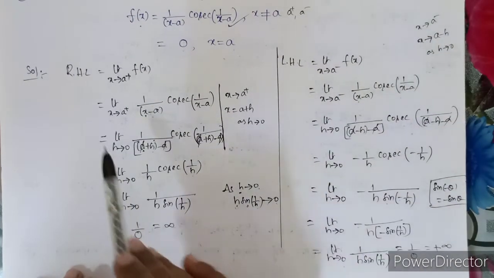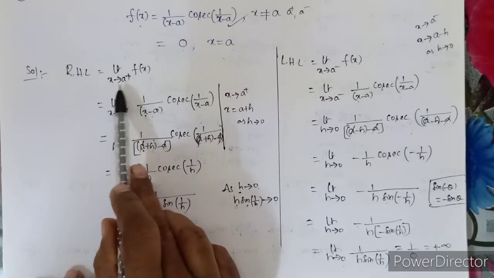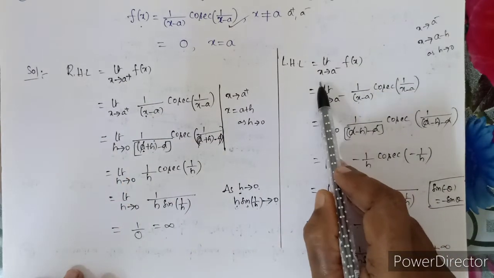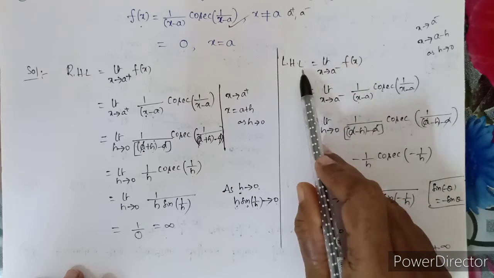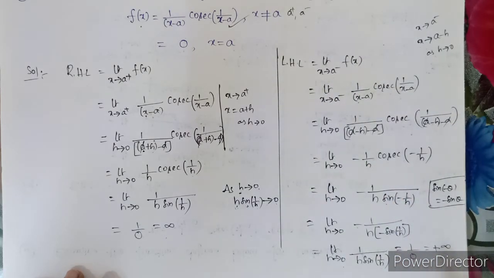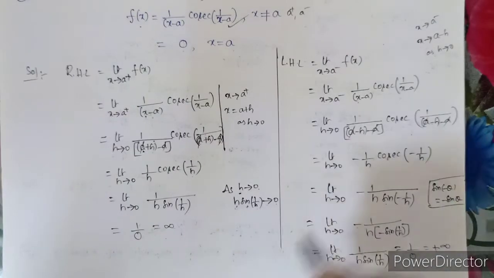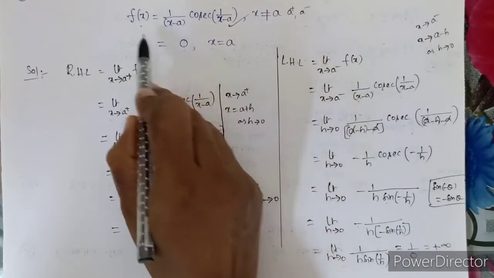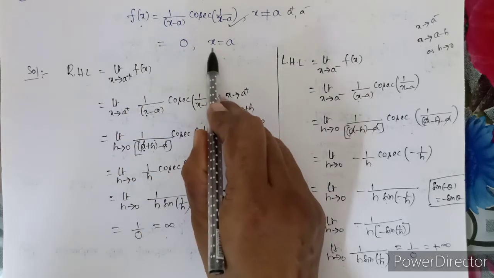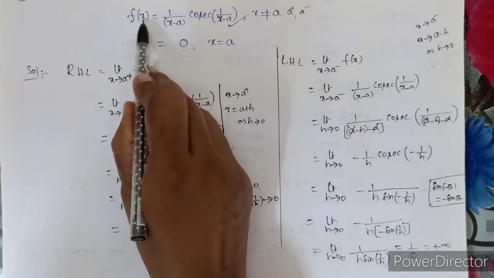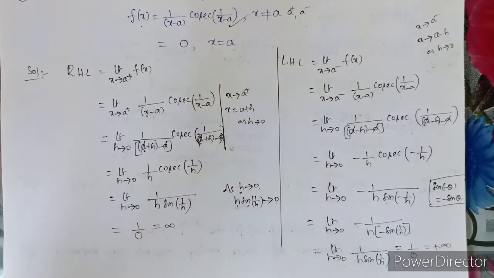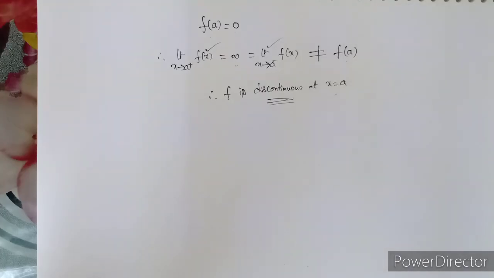We have seen right-handed limit, x tends to a plus, f of x is equal to plus infinity. Limit x tends to a minus, f of x, left-handed limit also is giving plus infinity. Both are equal. And the third one is, now in place of x we write a. So x is equal to a, we put here. f of a is equal to 0. This is the third one.